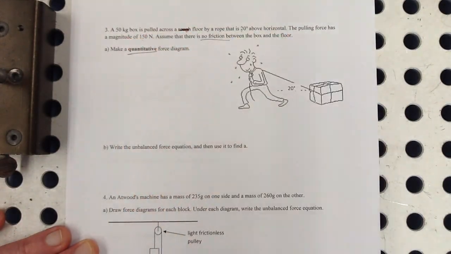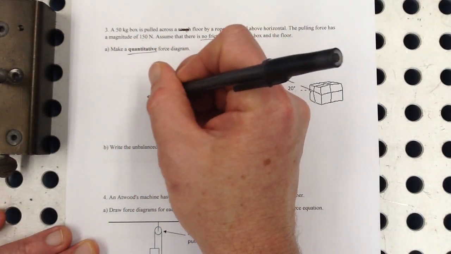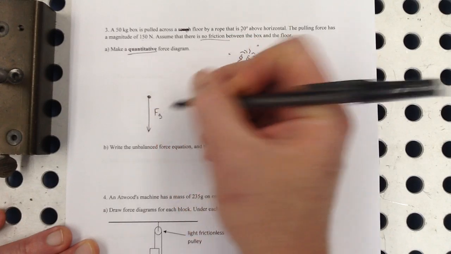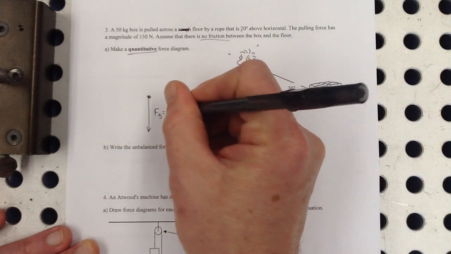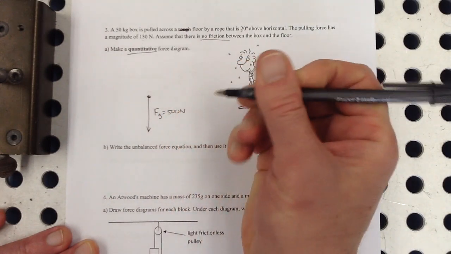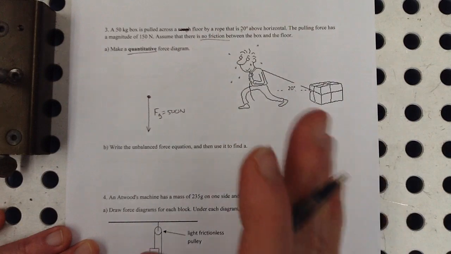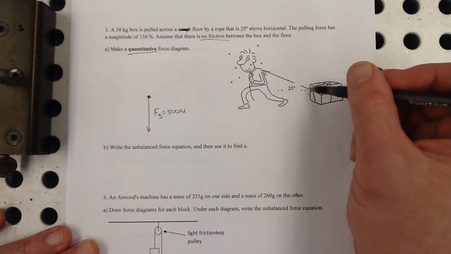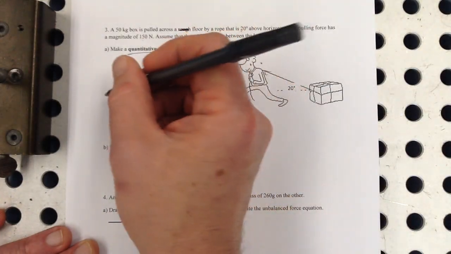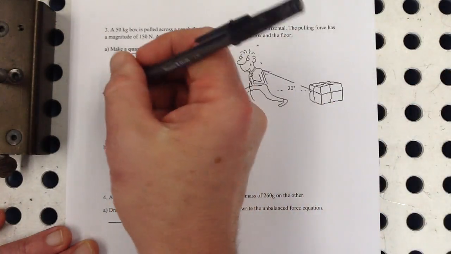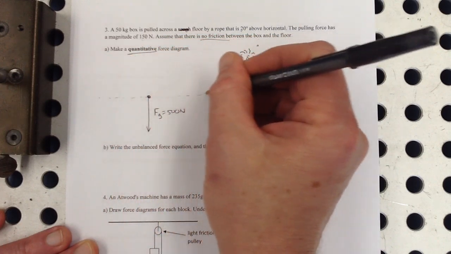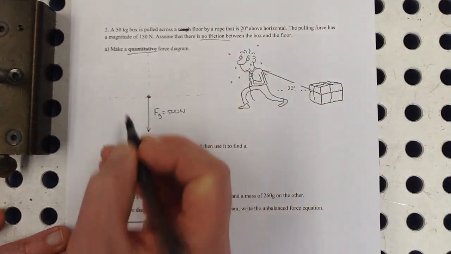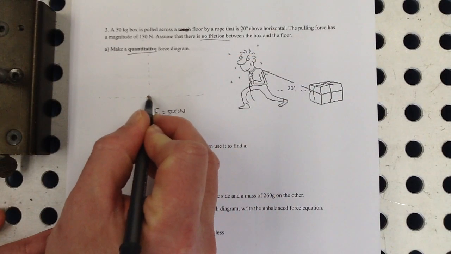So a quantitative force diagram, that means with numbers: force of gravity would be 500 newtons. And there's going to be a support force. I'm not going to draw that in yet, because since this is pulling upward, that's going to change how much support force there is. This is not happening on a ramp, so I'm going to go ahead and draw my X and Y axes in regular.